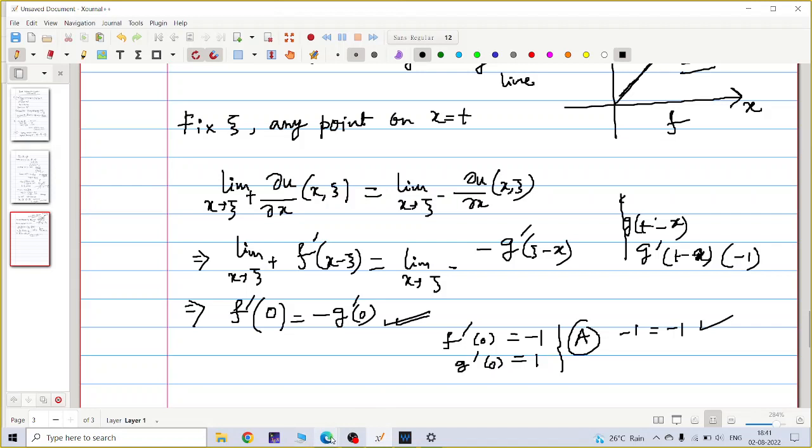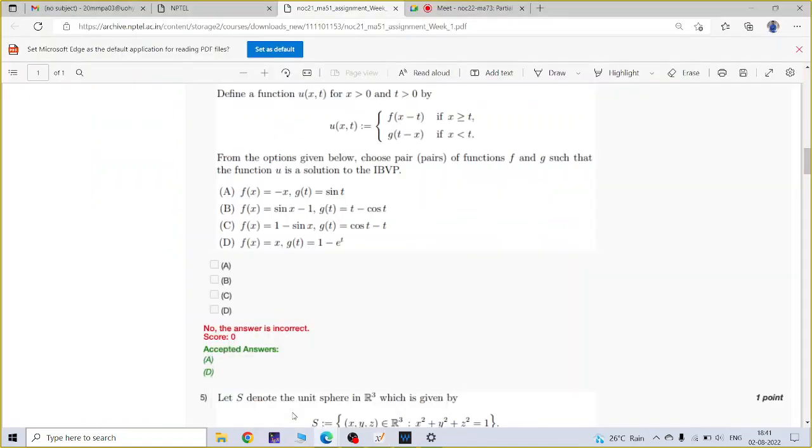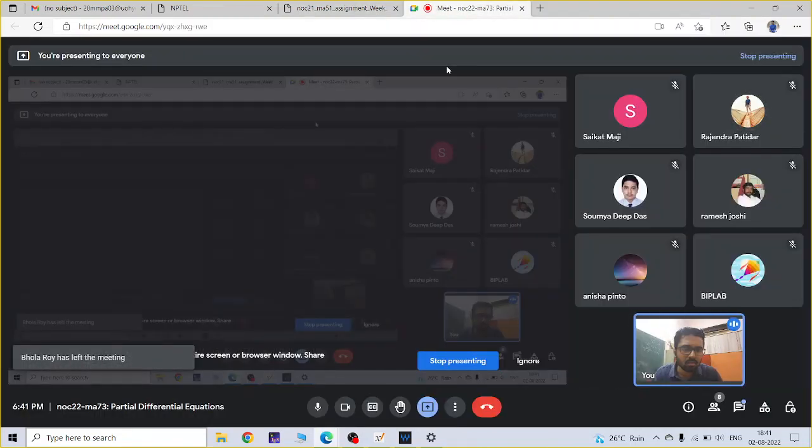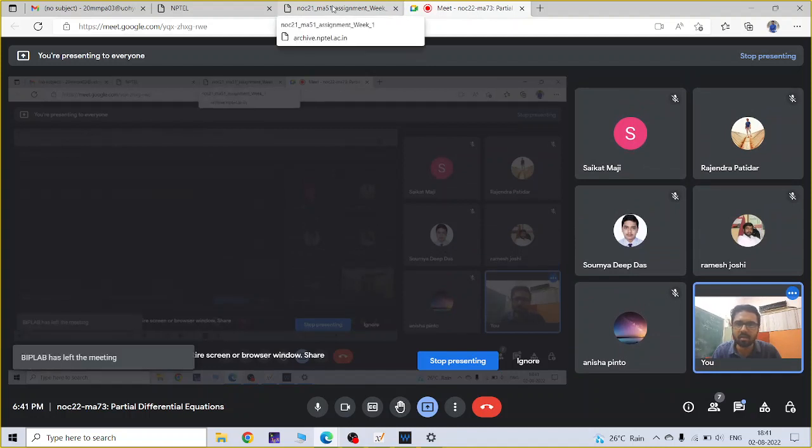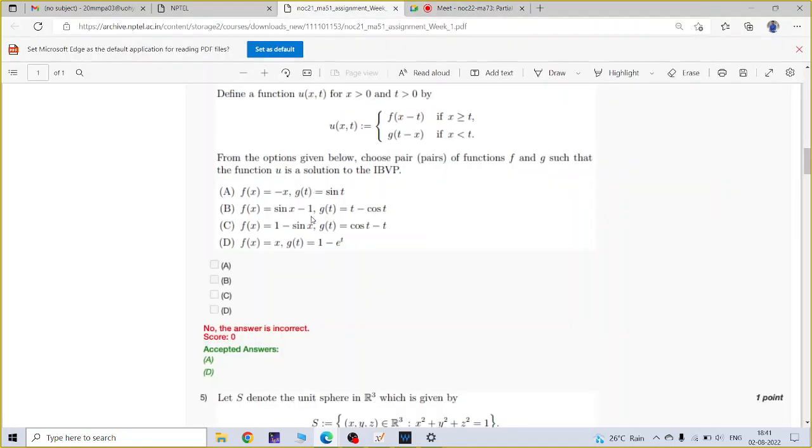Now option B, tell me. Anyone? Rajendra or Ramesh or other persons? If you are not able to answer, no problem, I will tell you. What is f dash x? It is cos x, right? What is the derivative of sin x? Cos x. And what is the derivative of 1? That is 0. So f dash 0 is 1, and g dash 0 is what?